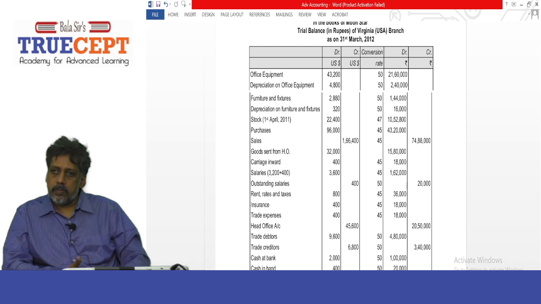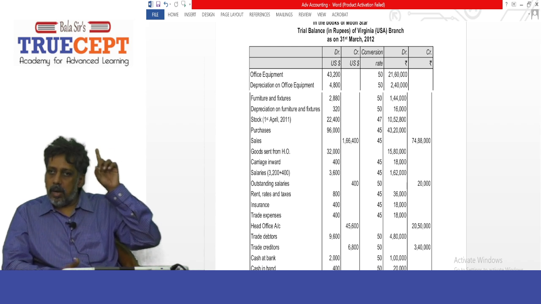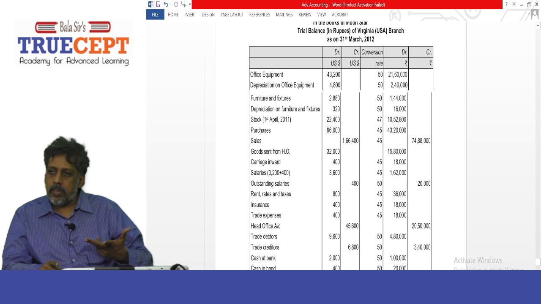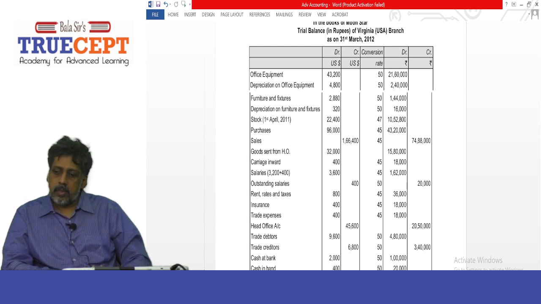Next. Opening stock on 1st April, $22,400. At opening rate, take 47 rupees and translate. So 10,52,800. Next. Purchases $96,000 at average exchange rate, 45 rupees, 43,20,000. Next. Then sales $1,66,400. Again average rate 45 rupees, 74,88,000. Next. So goods sent from head office 32,000 debit, 15,80,000 given.